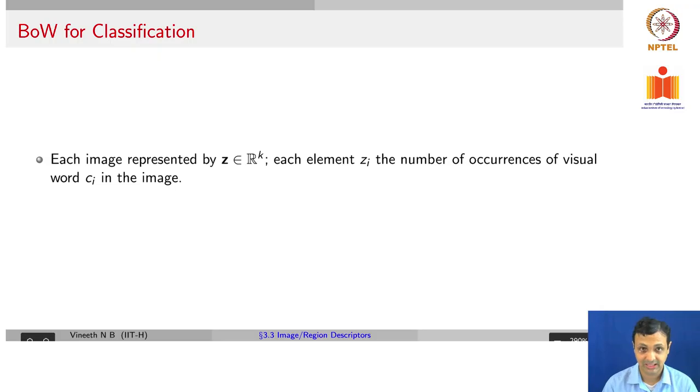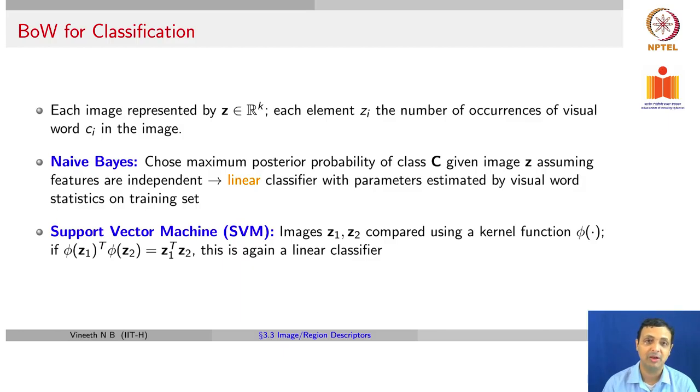The way you would do it is, once again, you represent an image by a vector z belonging to R^k, where k is the number of visual words, very similar to how we did it for the retrieval problem. But once you do this now, you can use a classifier to classify the frequency of visual words. So every image now becomes a vector representation of a set of visual words, a histogram of visual words, and you would have a set of similar images in your training data, which would have also had a class label associated with them, because remember, classification is a supervised learning problem.